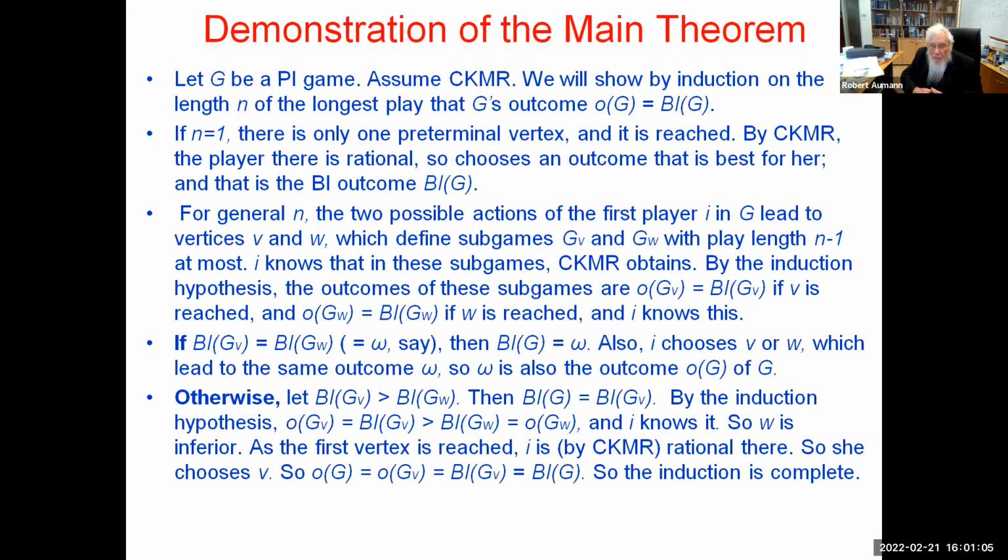So the outcome of G under CKMR is equal to the outcome of GV, which is the backward induction outcome. So the induction is complete. Okay, that's entirely straightforward.